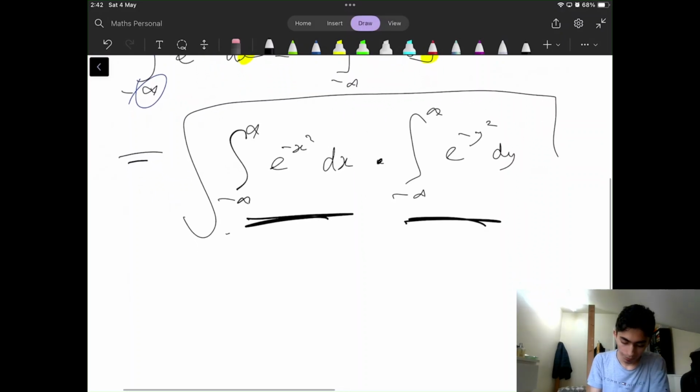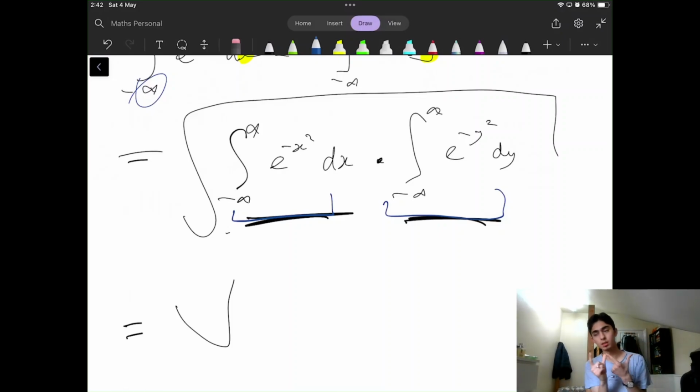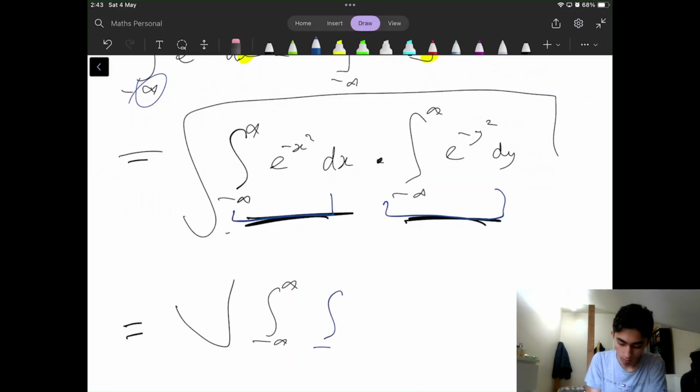And now we are legally allowed to combine these two integrals into one big double integral because these functions, well, first up, they're continuous. Secondly, they converge. So this can be rewritten as an integral going from negative infinity to infinity of a second integral with the same domain, of e to the negative x squared times e to the negative y squared dy, and times dx.